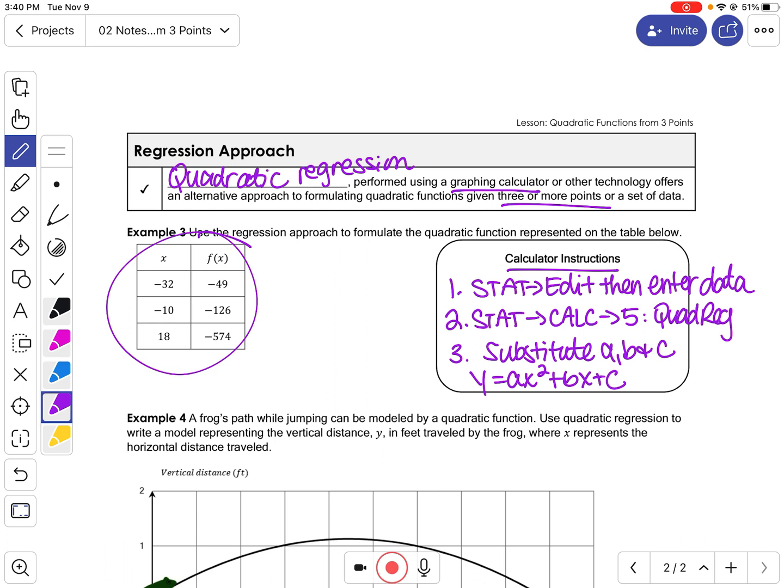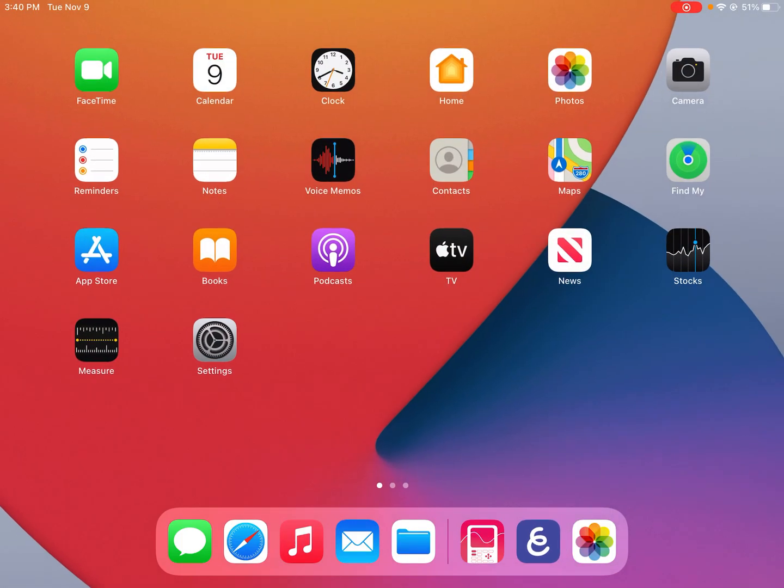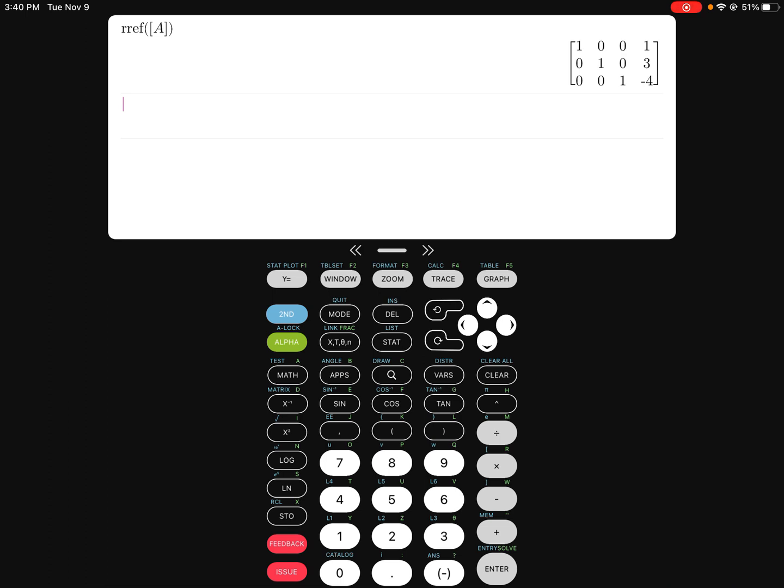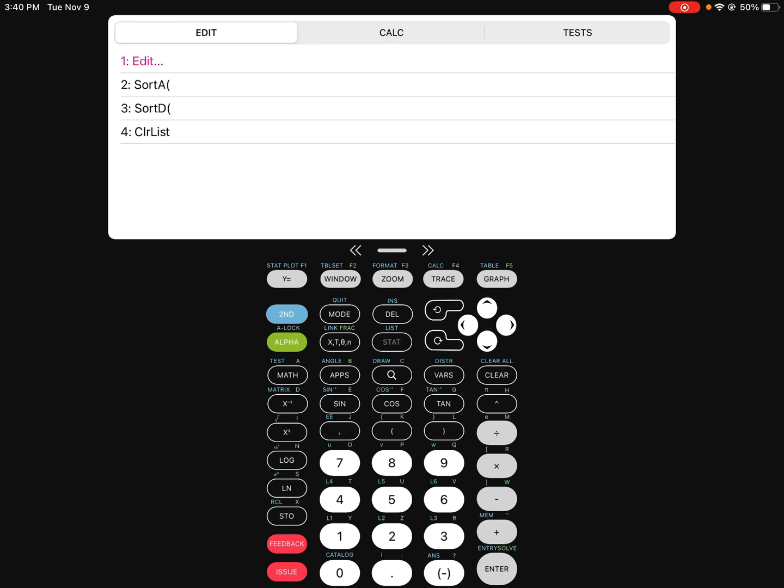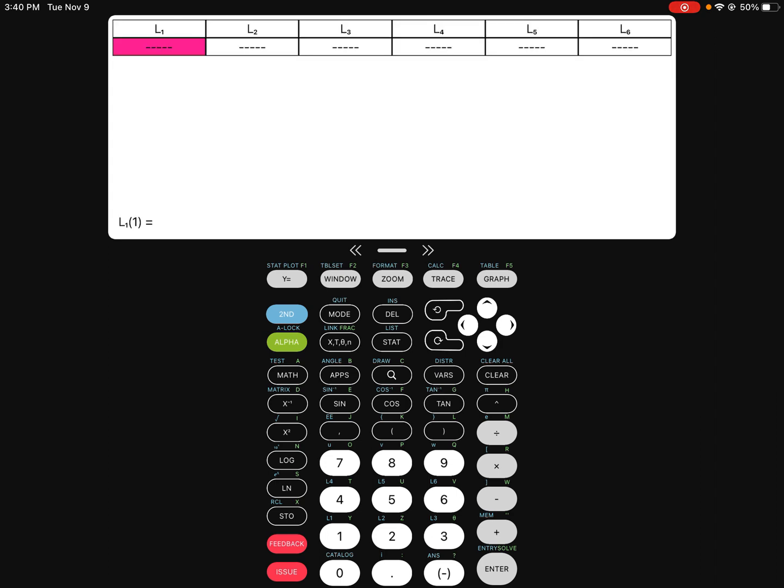Okay, so let's go to our calculator. You're going to go to Stat, which is right below the Delete button. You're going to go to Edit, which it's already on Edit, so press Enter. Now, yours probably looks a little different if you're not using the iPad one, so you're always going to put your X values in L1. So our X values on this are negative 32 and then negative 10.